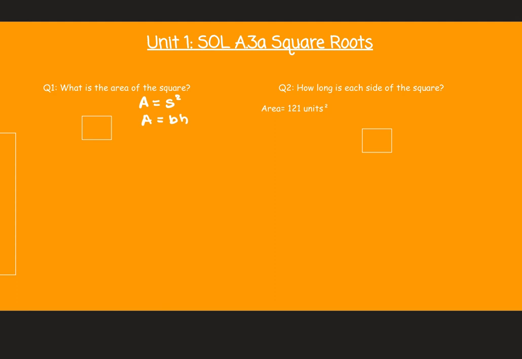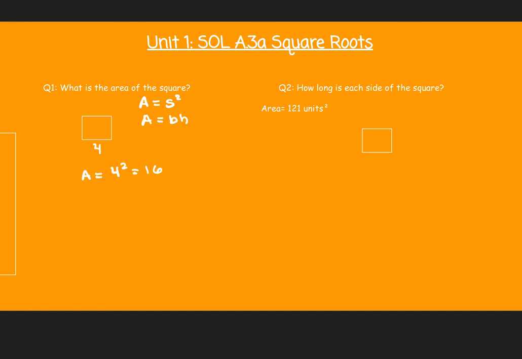So for example, if this square has a side of 4, that means all of the sides are 4. To figure out the area of the square, we simply say A is equal to 4 squared, which is equal to 16.